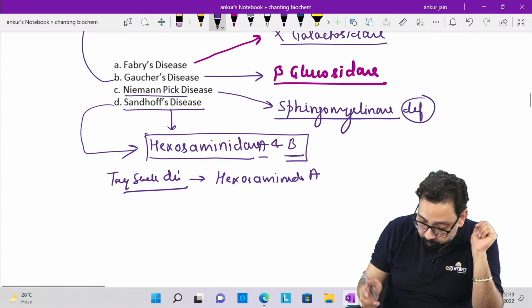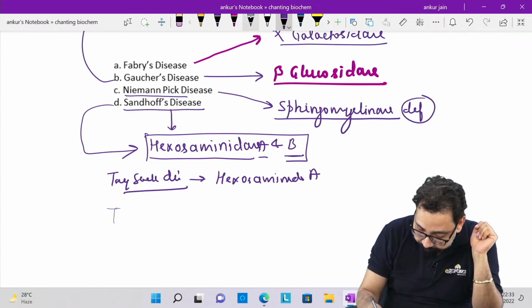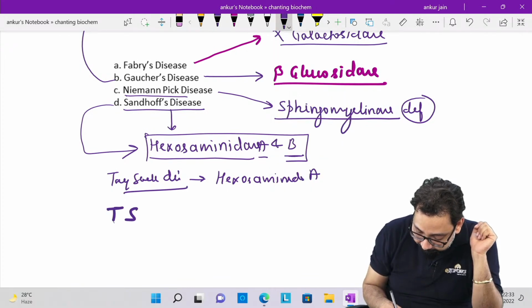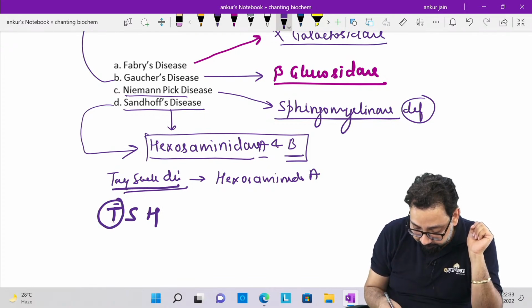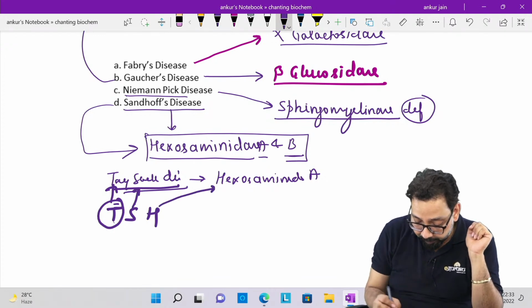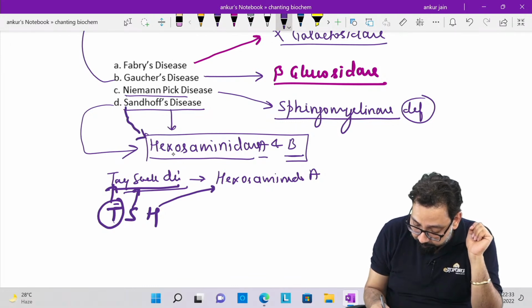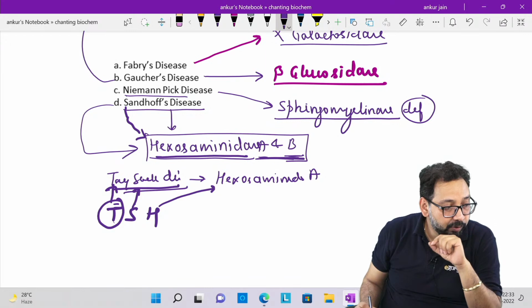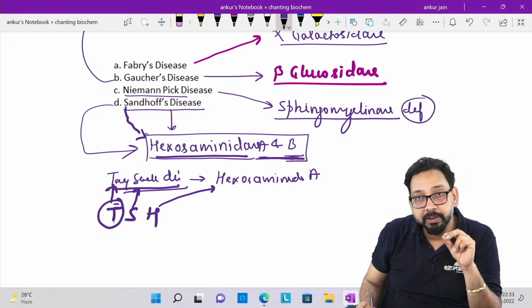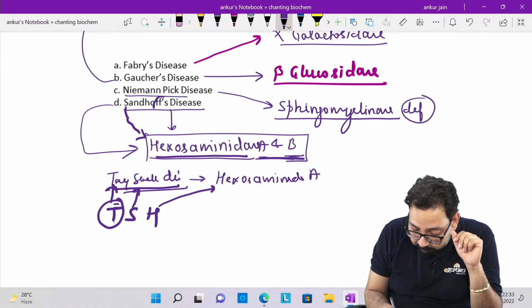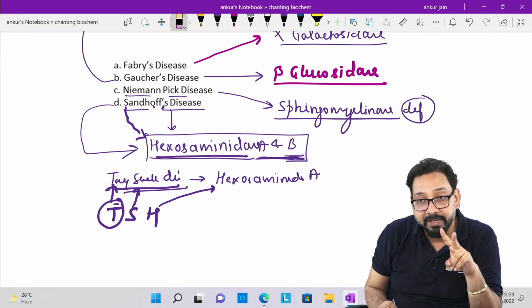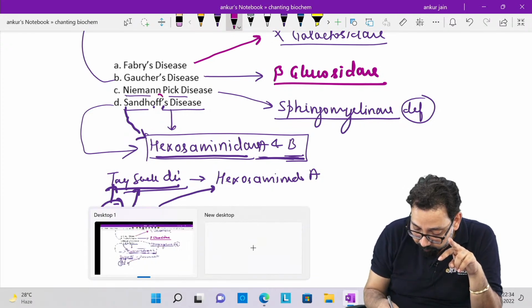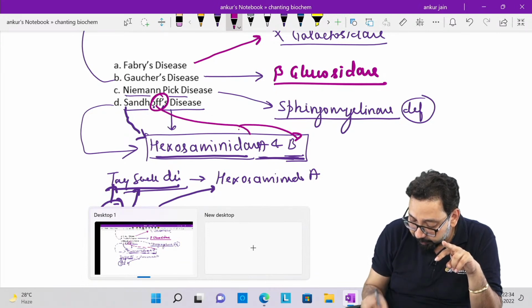Mnemonic is TSH. T for Tay-Sachs disease, T for Tay, S for Sachs, H for hexosaminidase. SH, Sandhoff disease, hexosaminidase A and B. So how will you remember in which A and B both are deficient, or in which only A? If you spell Sandhoff, it has two Fs, but in Tay-Sachs disease you will not find two letters, so both A and B are deficient.